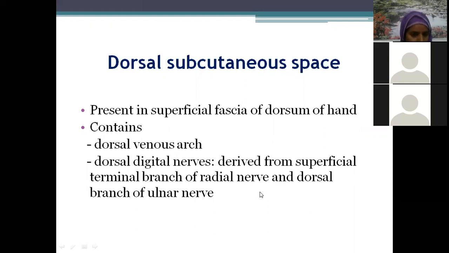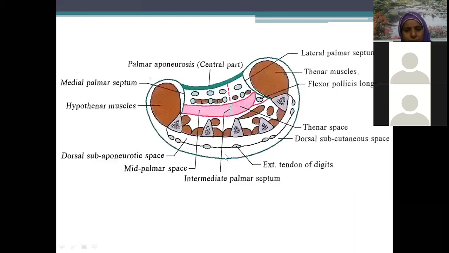So the dorsal subcutaneous space contains the dorsal venous arch. We will find dorsal digital nerves, which are nothing but the branches of the radial nerve and ulnar nerve. So this is the dorsal subcutaneous space.